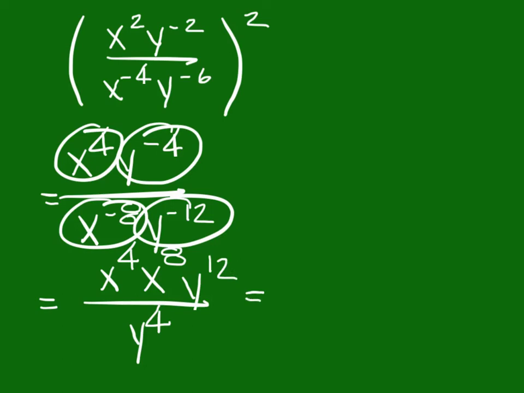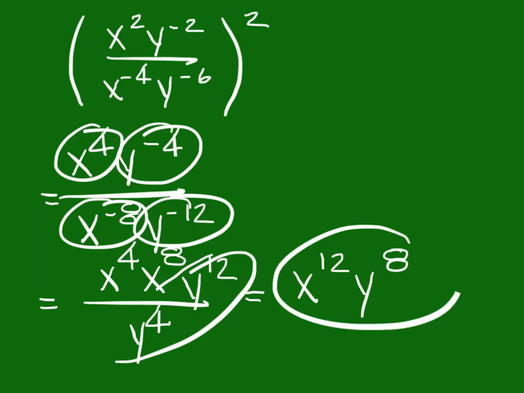Now simplify the x's by adding the exponents. And then for the y's, the largest one is on the top. 12 minus 4 is 8.